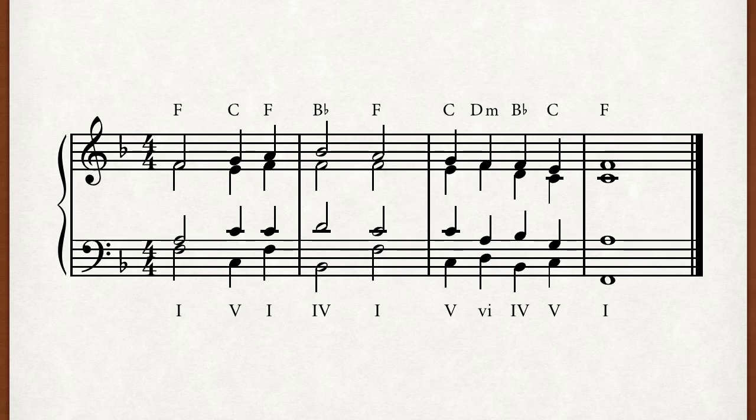How do we know what key a piece of classical music is in? Take a second to think about how you'd answer that. If you're listening to a piece of music that's in F major, like this little piece you see here, how do you know that it's in F major? What makes it sound like F major?